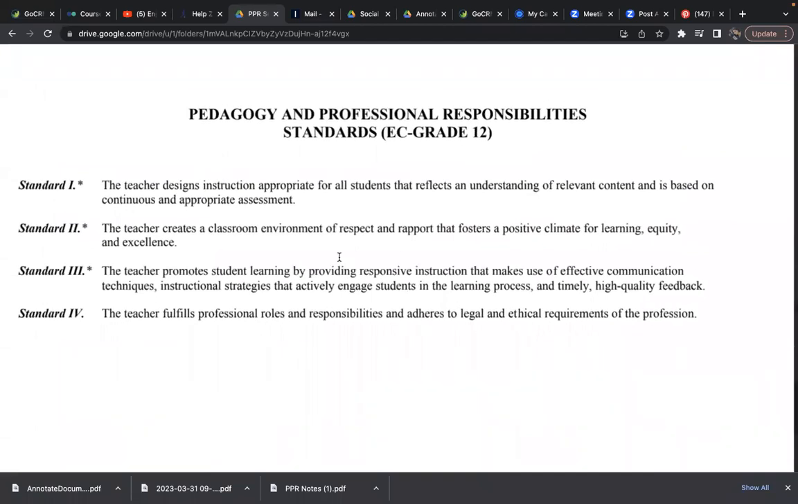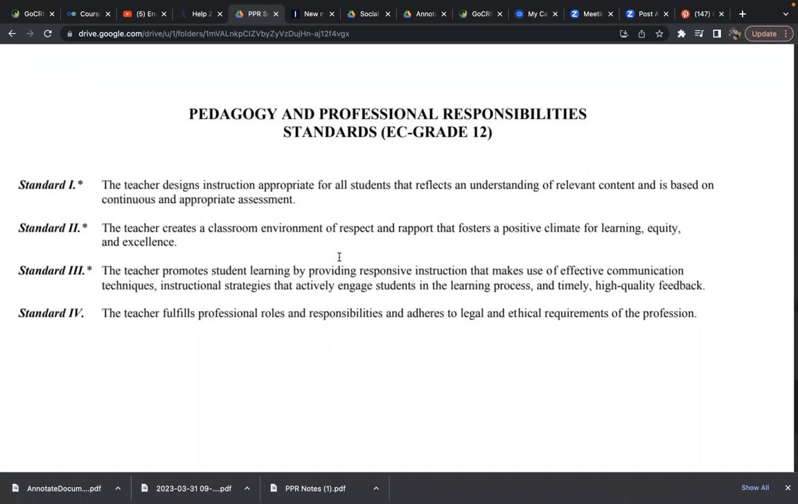So going back into our standards document, looking at standard 2: the teacher creates a classroom environment of respect and rapport that fosters a positive climate for learning, equity, and excellence. That's the type of climate we're supposed to be creating. It's supposed to be conducive for learning, conducive for equity for all, everybody's equal, and conducive for excellence, where the students can be excellent and we expect excellence from everyone.